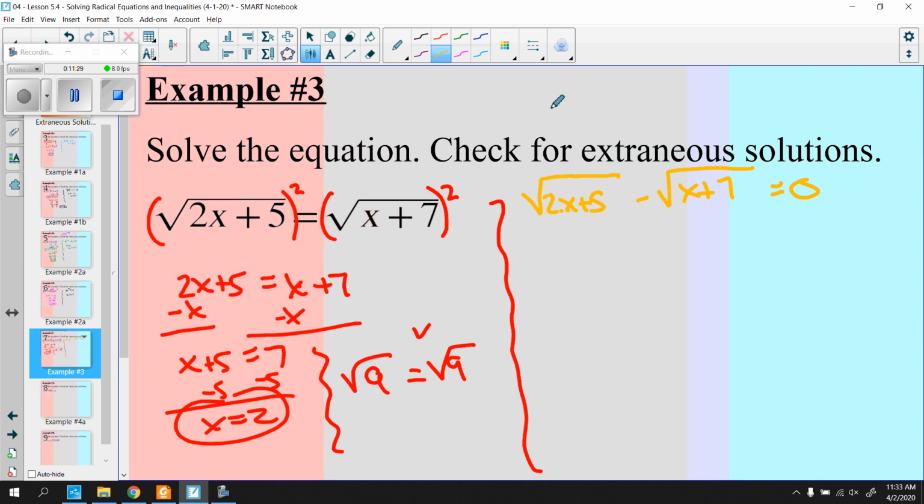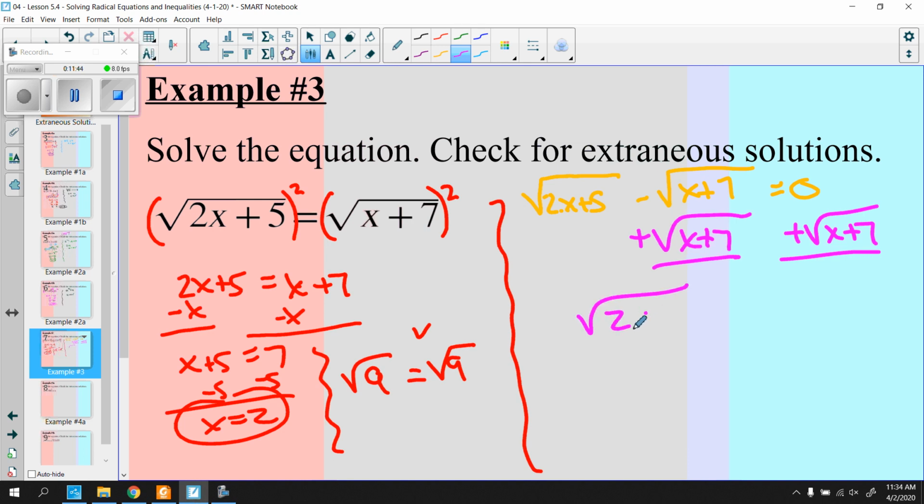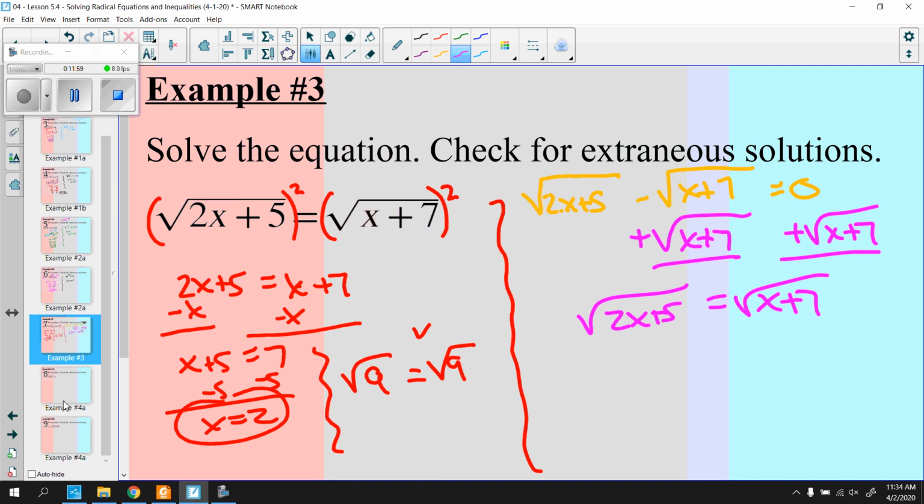And before I do all that stuff, I can make this right here look just like this by adding this whole thing to both sides. And then we're right back to where we started. Okay, so if you see one where they're both on the same side like this, don't freak out. Just add it to both sides, get it over here, and then you're right where we started this problem. All right, stay with me. We got 2 more to go.